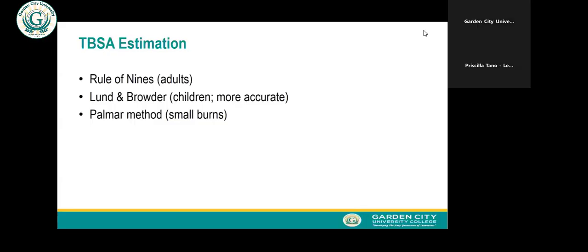For those constant figures, give me a moment. Let's see if I can share that slide, because I don't think I can just talk in abstraction with this. I'm sure most of us haven't heard of Lund and Browder.